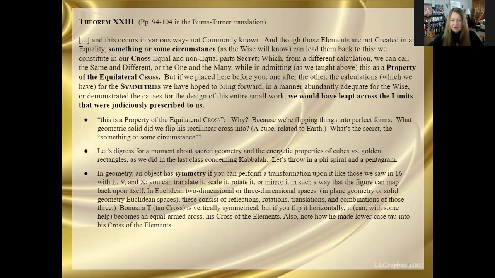Remember what Dee did in the last theorem with his alpha, tau, omega, beginning, middle, and end, and they're joined, alpha and omega joined at the cross of the elements. He was drawing a lowercase tau, not the capital one. So the lowercase one he manipulated so it looked like his cross of the elements. Maybe not exactly, but enough that you had that idea. And he has done little sort of distortions like that with his figures all the way through. Think of what he did with the planetary glyphs to make them symmetrical, at least on one axis.